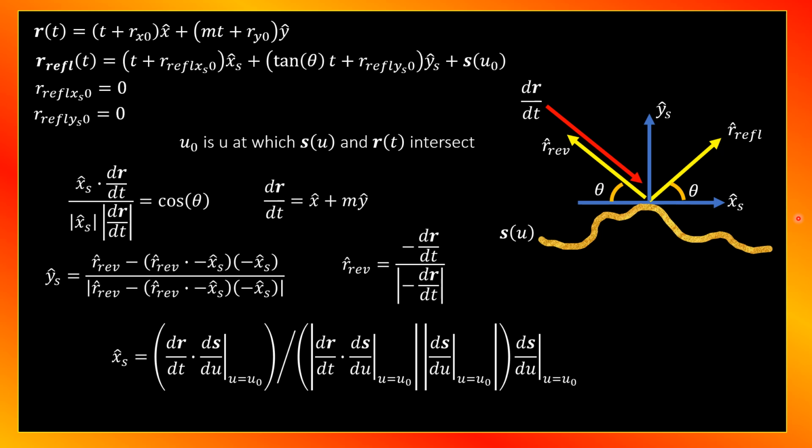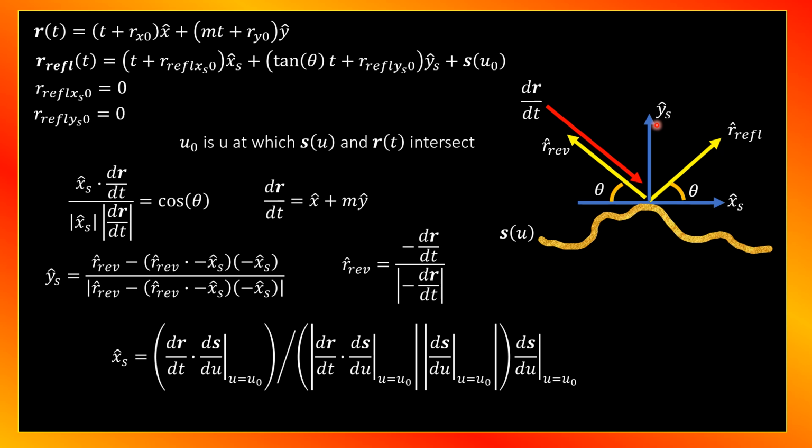So y hat s, that is the unit vector in the direction of y hat s, is over here as an equation, over here in the diagram. Y hat s is the unit vector in the direction of the vertical component of r hat rev that is orthogonal to x hat s. So these two vectors are orthogonal.